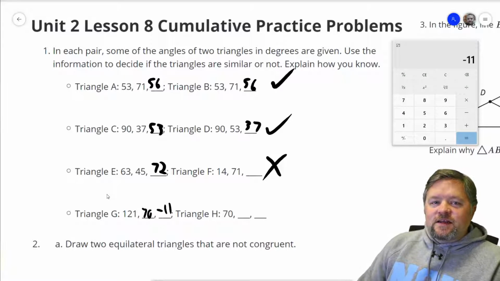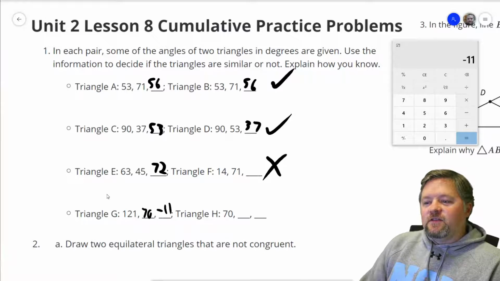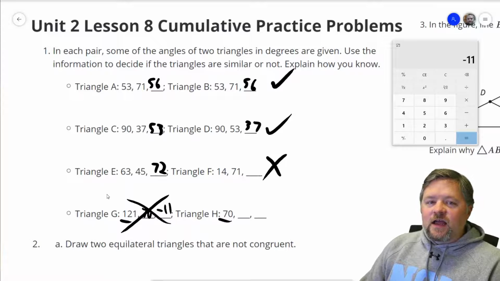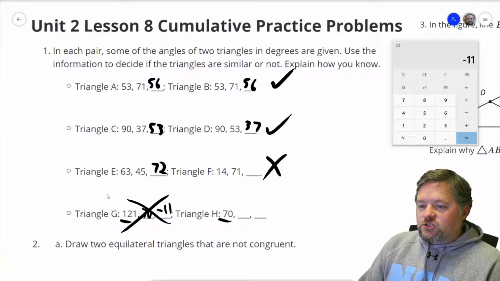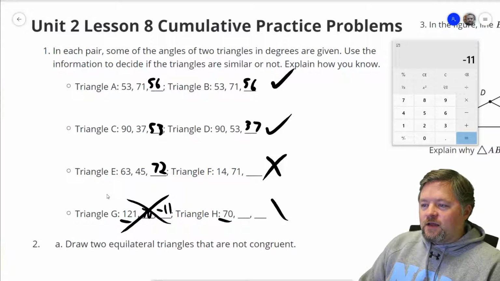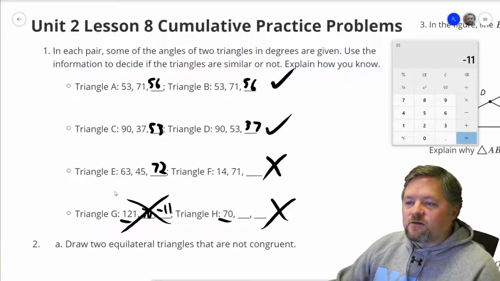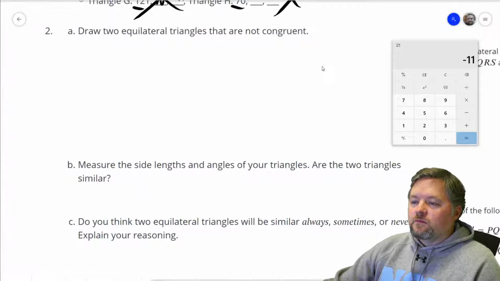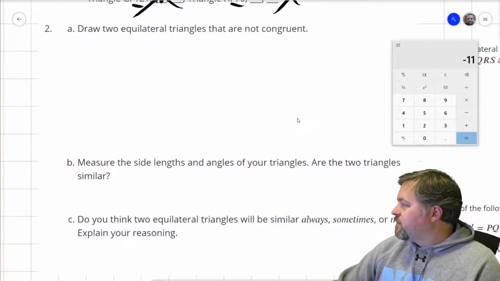Does it make sense to have a triangle with angles of 121 degrees, 70 degrees, and negative 11? That's a mess. There's no way we can have a 121 degree angle and a 70 degree angle in the same triangle, because just those two make more than 180. Those two are not similar to each other.